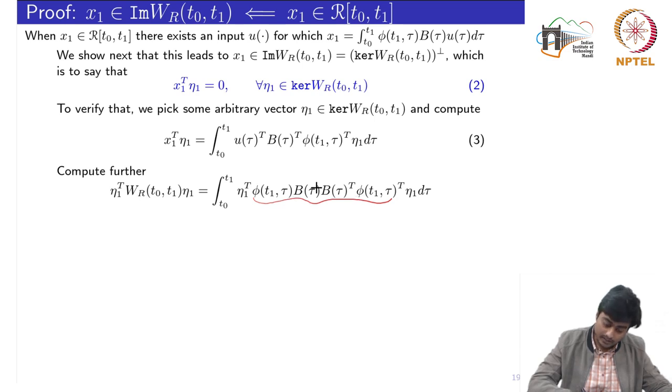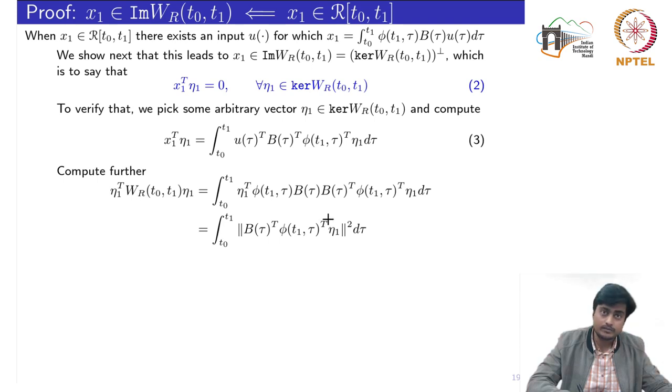Now note here that this complete part is the transpose of this one, meaning to say I could write it as a square of the norm of this entry, B transpose phi transpose eta 1, the square of that norm. Okay, so I have directly used the property of the norm.